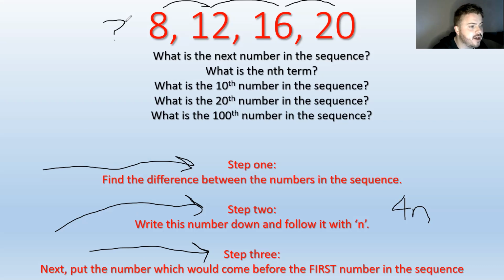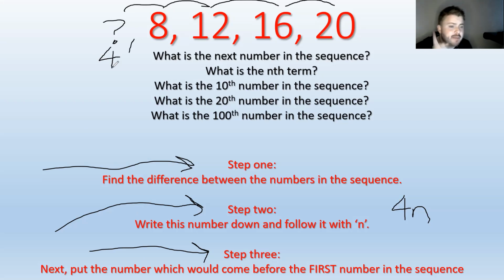So the number that comes before 8. So imagine the sequence has started one number earlier. What number would that be? Well, because I know the sequence is going up by 4, all I need to do is go down 4, and then I'll work out what that number is. And that number would be 4. Okay, because 8 subtract 4 is 4.